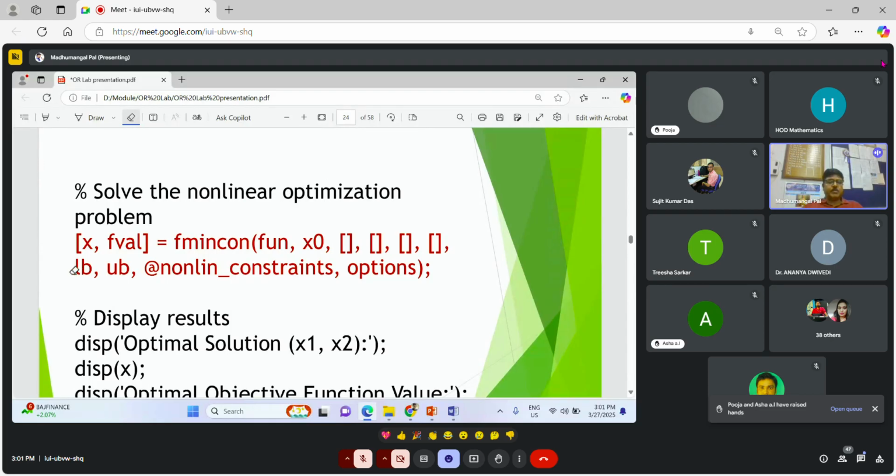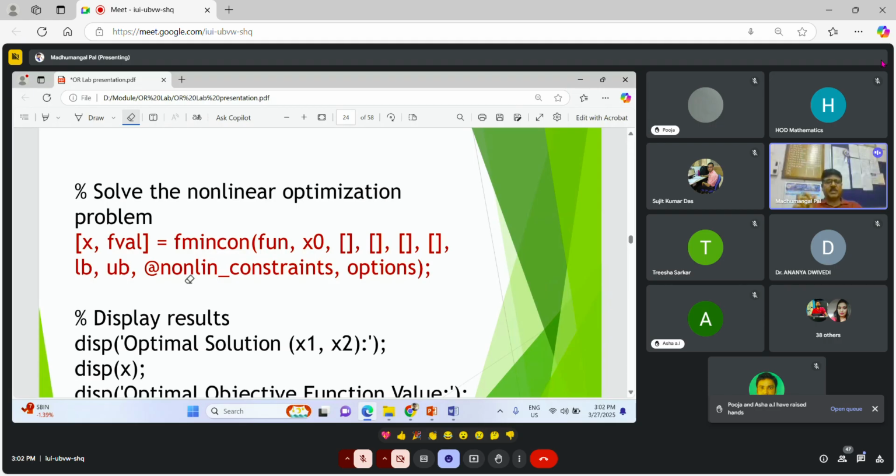So how can we call the function? On the left hand side, x and fval. The function is fmincon. Here fun is the objective function, x is your initial vector, and these are your empty vectors. That means there is no linear inequality constraint, no right hand vector for it, no linear equality constraint, and no equality right hand vector. So all these vectors are empty.